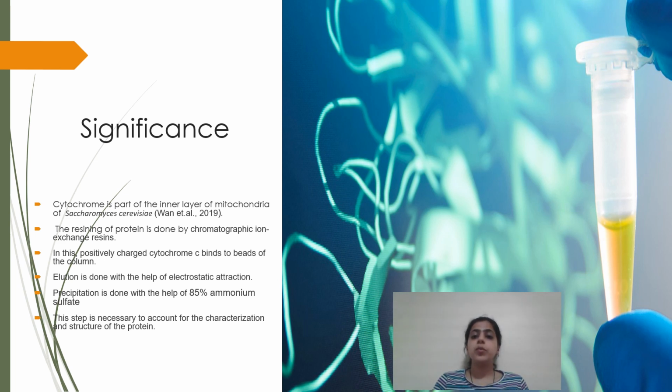So we need to precipitate that cytochrome C in the pure form. For that, we need to use ammonium sulfate or any salt. Basically, the solubility of the protein depends on its ionic strength and the concentration of the salt. The concentration of the salt is very important. For that, there are two different methods, salting in and salting out. For the precipitation, we are using the salting out technique.